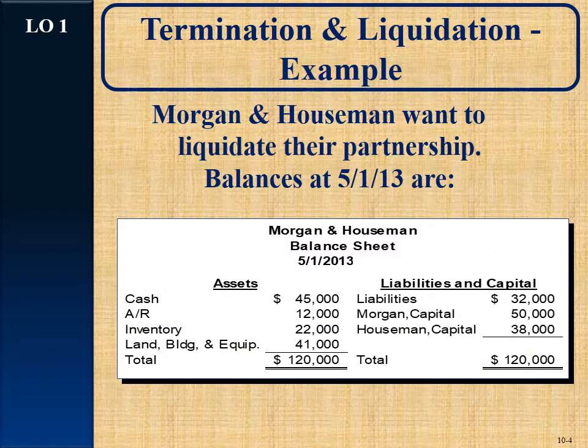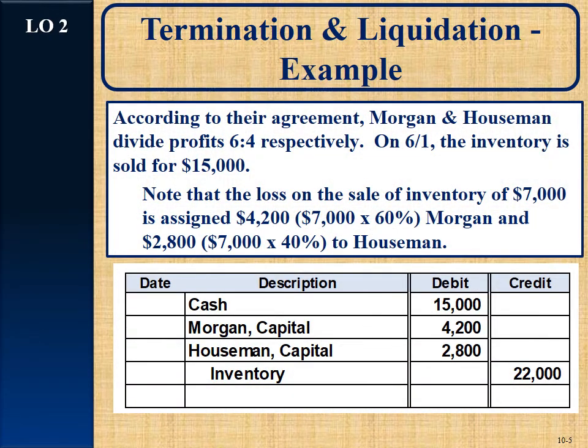Okay, here we go. So here's a normal liquidation that happens very quickly. They have cash, accounts receivable, inventory, land and buildings. They have some liabilities. It's Morgan and Hausman, and there are their balances on May 1st. According to their agreement, Morgan and Hausman divide profits 6-4, 60% and 40%.